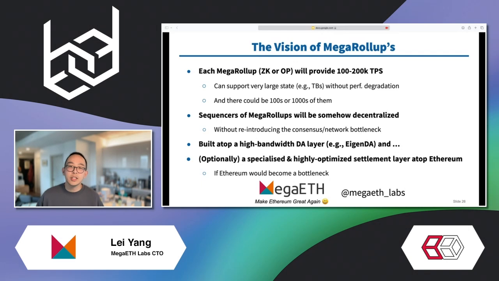The sequencers will somehow be decentralized to prevent censorship, but we don't want to reintroduce consensus or network bottleneck. Mega rollups must be built on very high bandwidth data availability layers like EigenDA. And maybe if Ethereum were to become a bottleneck in settlement, we also need a specialized high performance settlement layer.